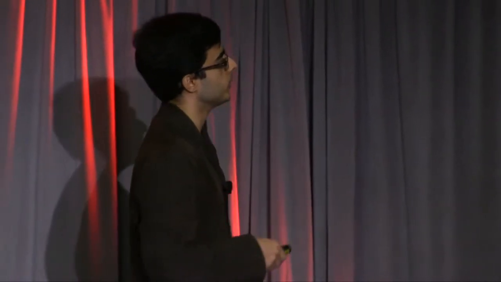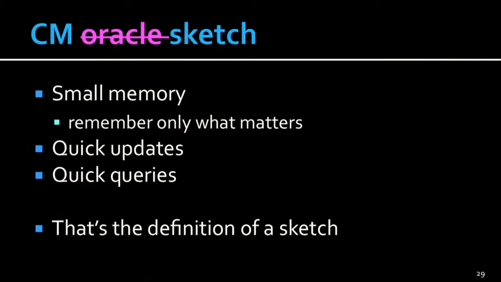It had 3 properties. The first property was that it used a very small amount of memory. Just like I said, it can fit a lot of counts in a very small number of counters. And it also doesn't keep the passwords themselves, so that saves memory in terms of keeping those strings. So it only remembers what matters. And at the same time, it allows quick updates and quick queries. Okay? Well, this is exactly the definition of a sketch. This is what a sketch means.